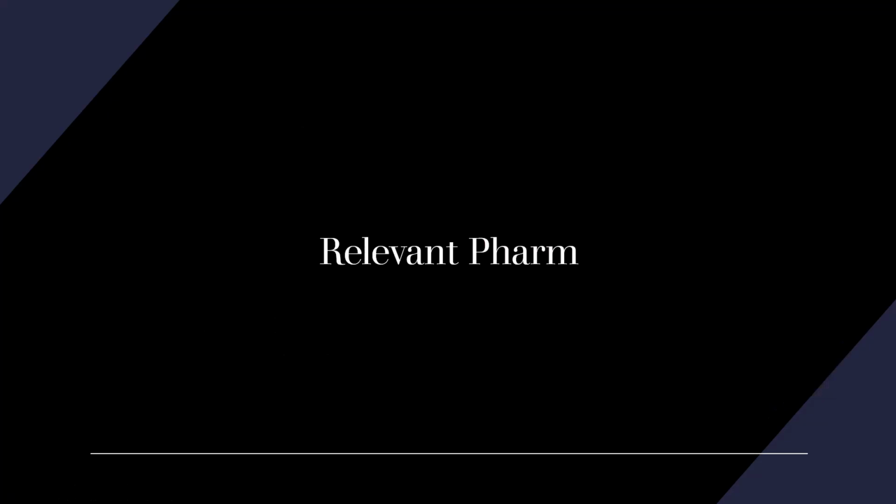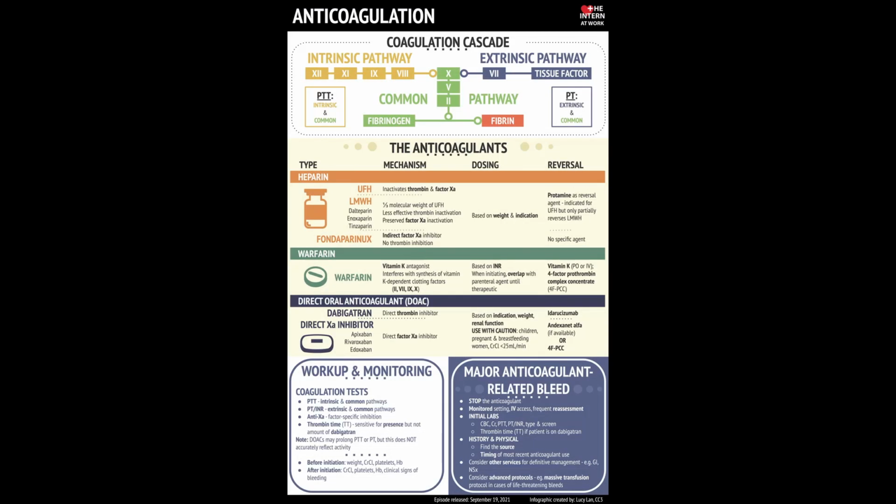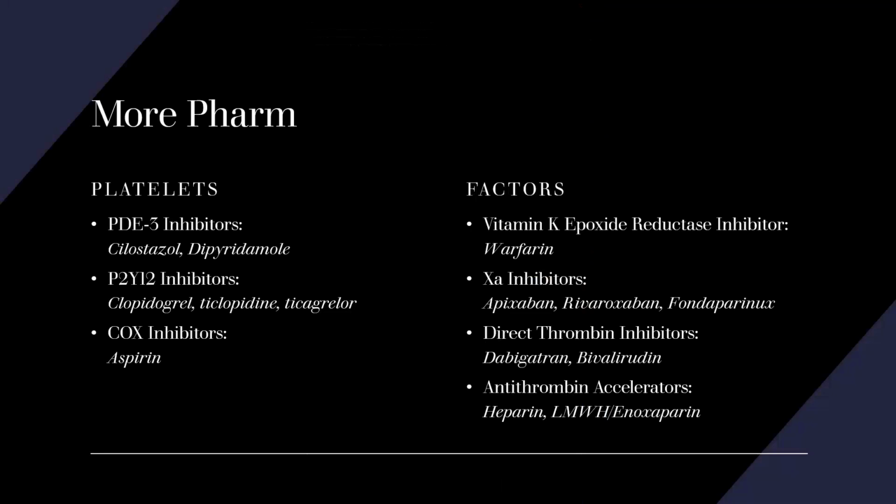So I just briefly want to go over some relevant pharmacology. I won't talk too much about this. You can take a screenshot of this if you like. I just think it's a really helpful cheat sheet on the pathways and different drugs and the reversal agents and how they work. Your platelet drugs, you can start with your phosphodiesterase 3 inhibitors. These are cilostazol and dipyridamole. Your P2Y12 inhibitors. This is clopidogrel, ticlopidine, and ticagrelor. And then your COX inhibitors are your NSAIDs, such as aspirin.